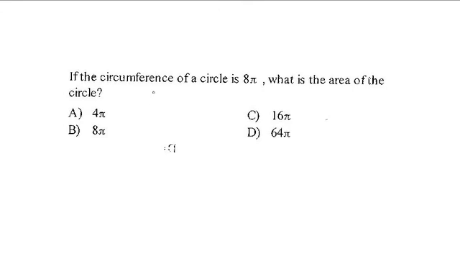Alright, so in this question, they're telling us that the circumference of the circle is 8 pi. They want to know what is the area of the circle. Well, circumference is basically the perimeter of a circle, how long it is around. And the way we find that is based on this wonderful relationship between the diameter and the perimeter.